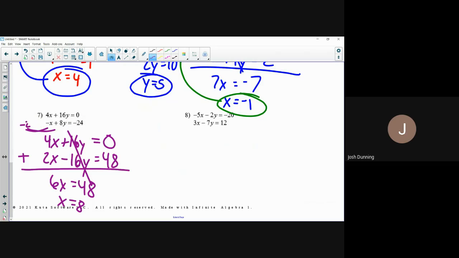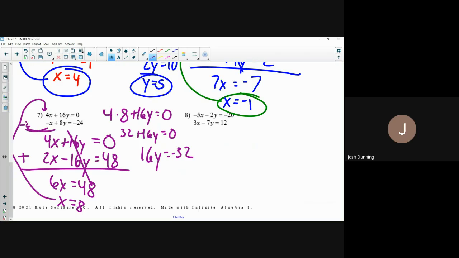Neither of these original equations are really easier than the other. I'll just pick the top. X is 8. Four times 8 is 32. Subtract 32, 0 minus 32, divide.